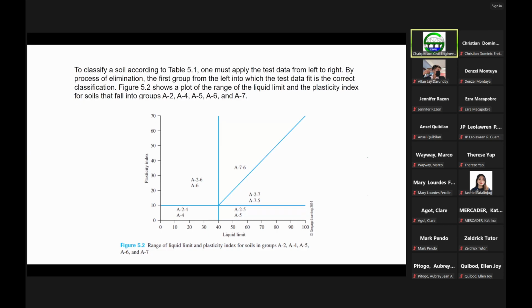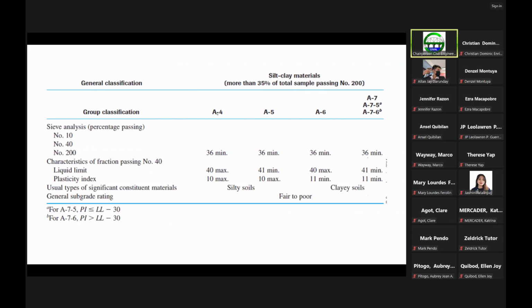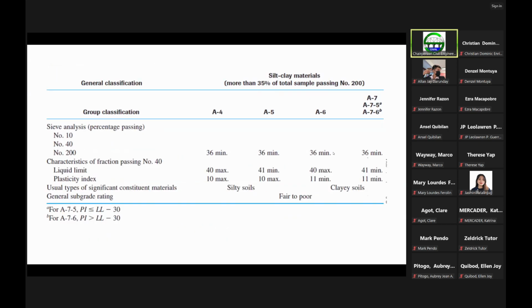classification. For example, if I have a test result, I check this one first, and then say it will not satisfy this one here, then I go to the next classification. If it will not satisfy, then I go to the next, and so on. Then here from A-2 to 7, then we go next here, then here, left, then going to the right. So starting from A-1 until A-7. That's how we check.